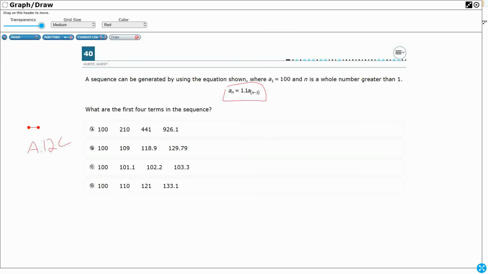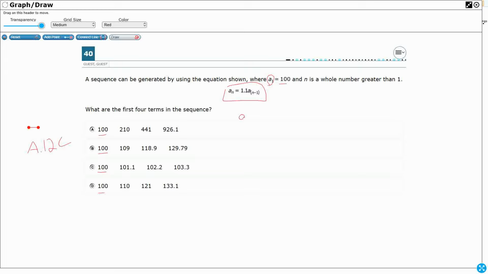It gives us the formula, and it tells us the initial number, okay? So A sub 1 is 100, okay? So what does that mean? Well, that means that our first number needs to be 100. So our first number is 100. All 4 of these have a list with 100, so we don't have to worry about that. Now what we need to do is we need to plug in some numbers here.